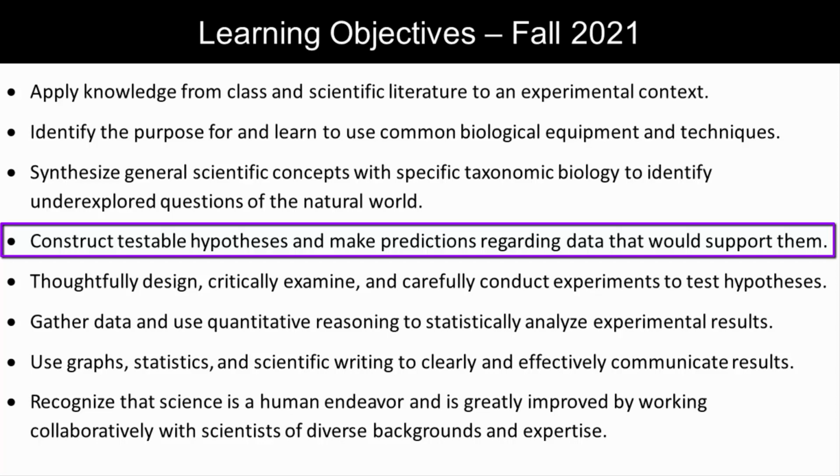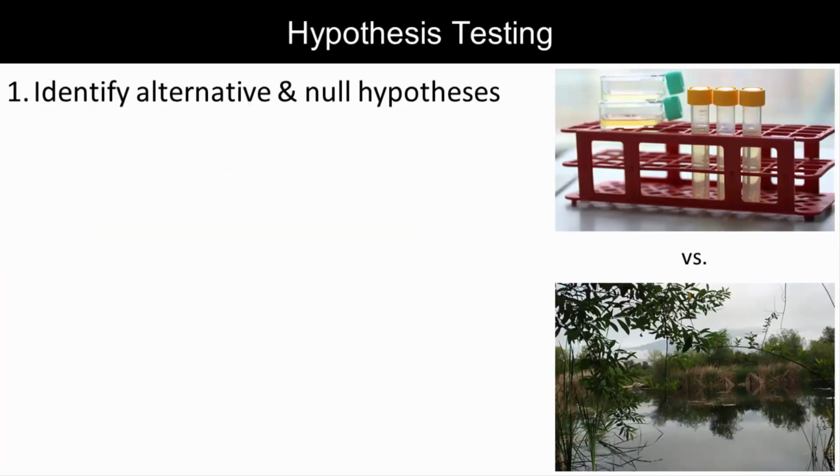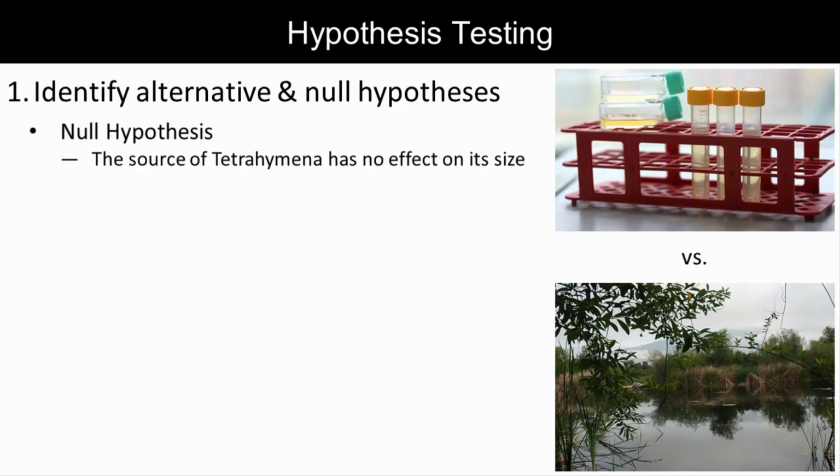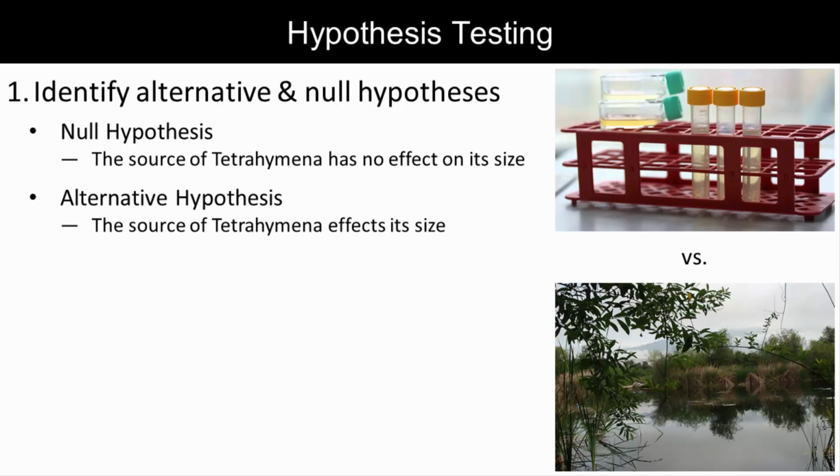Suppose we want to know if there's a difference in the size of the tetrahymena living in nature and the tetrahymena we use in the lab. Our null hypothesis is the source of tetrahymena has no effect on its size. A simple alternative hypothesis would be the source of tetrahymena affects its size.